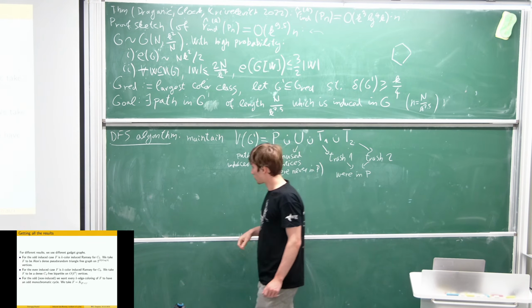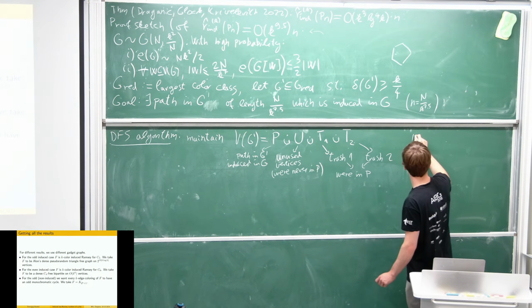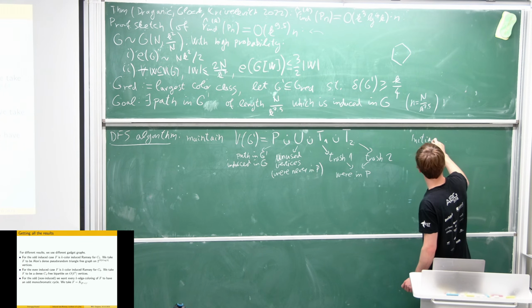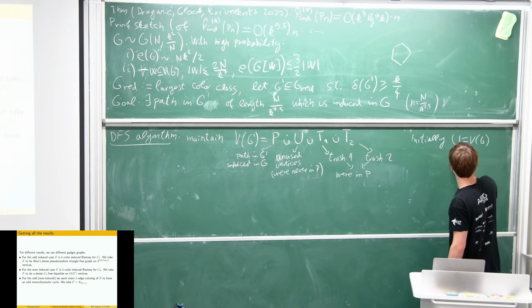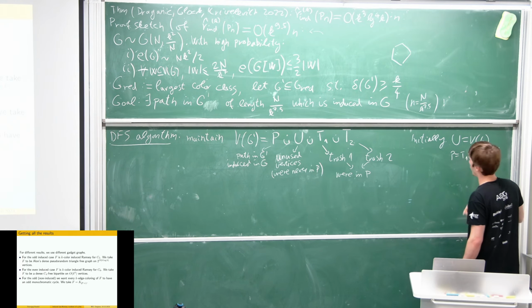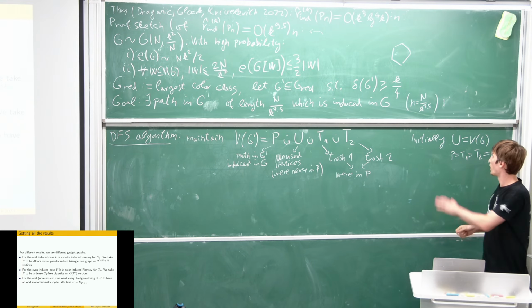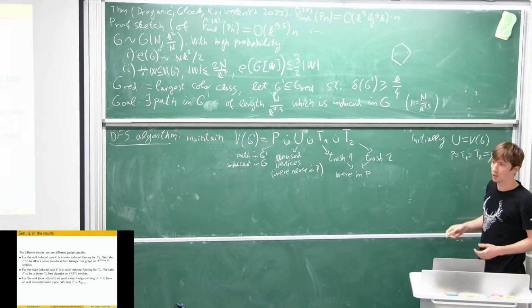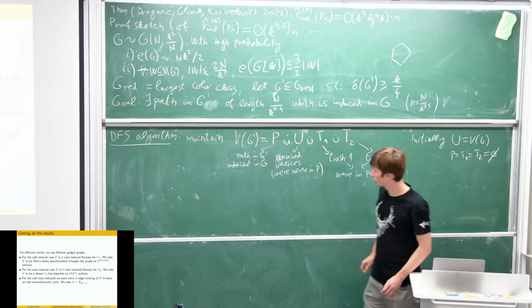Now, let me present you the algorithm. So you start with U, the whole set. The other two sets are empty, so every vertex is unused. You take an arbitrary vertex from U, and you start building a path from this vertex. Okay?